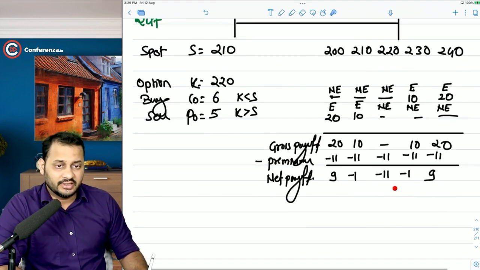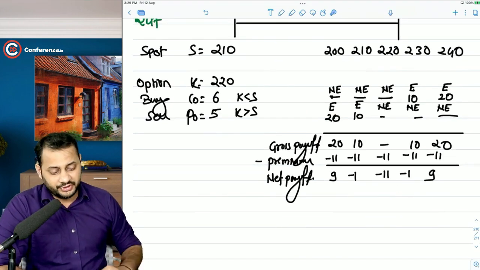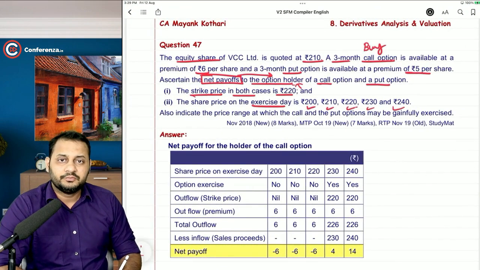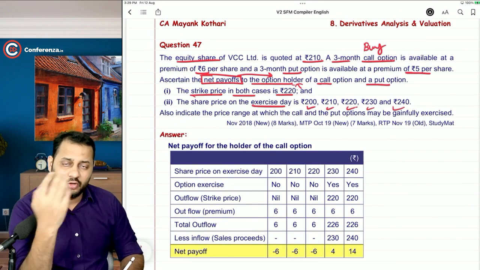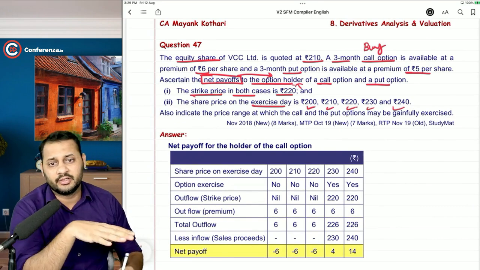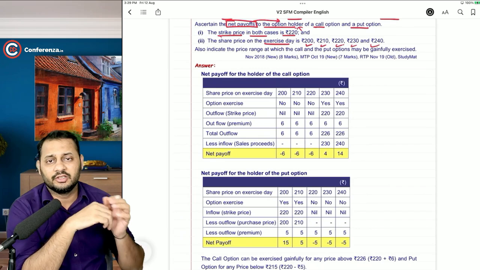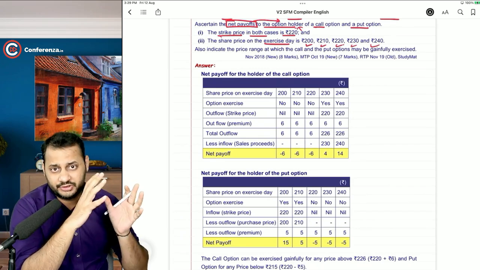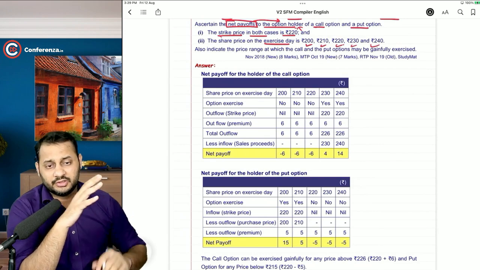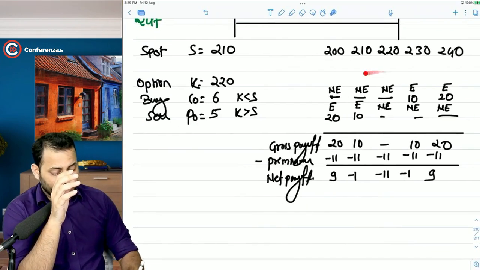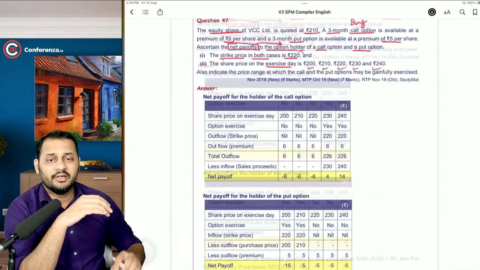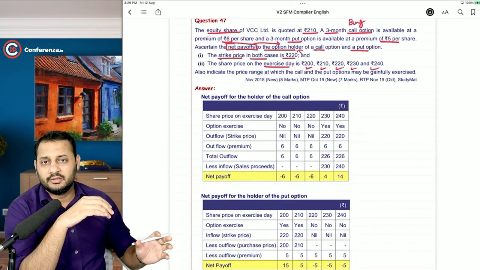So this is the end of your question. The question asked us to calculate the net payoff of the option holder, not the net payoff of the call option separately and the put option separately. Now this is the mistake done in the question. They have taken a long approach to solve the question. When this question can be solved simply in this much of the table, why do so many calculations?